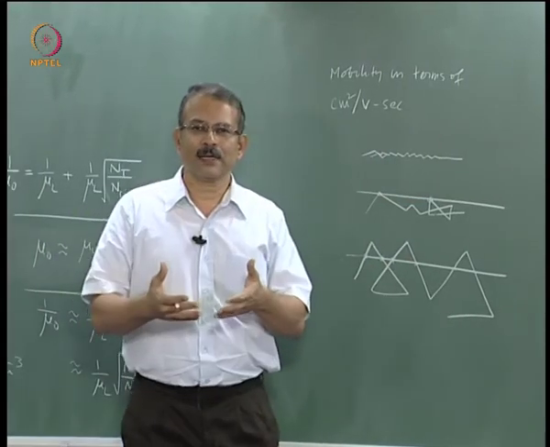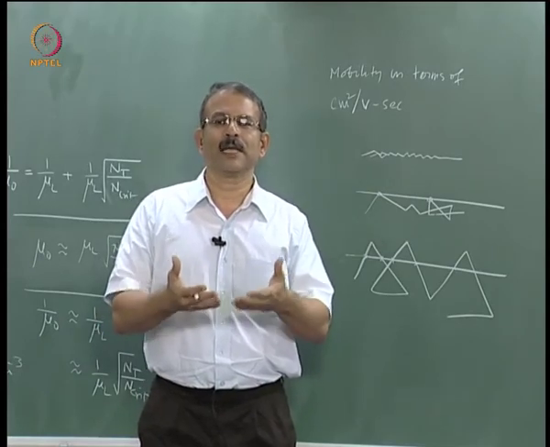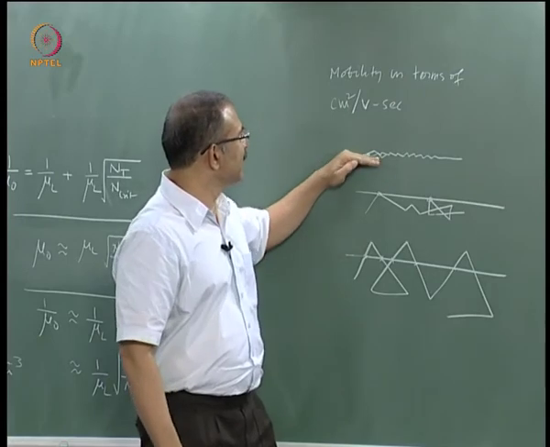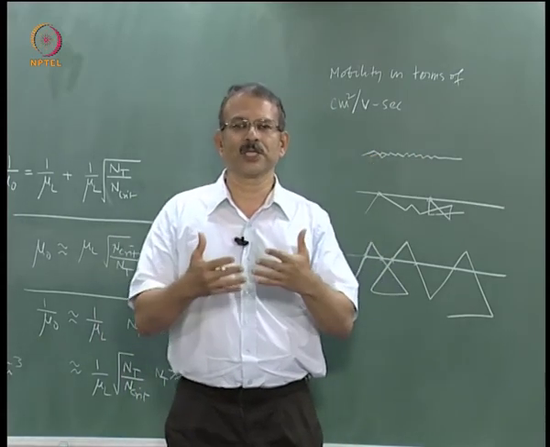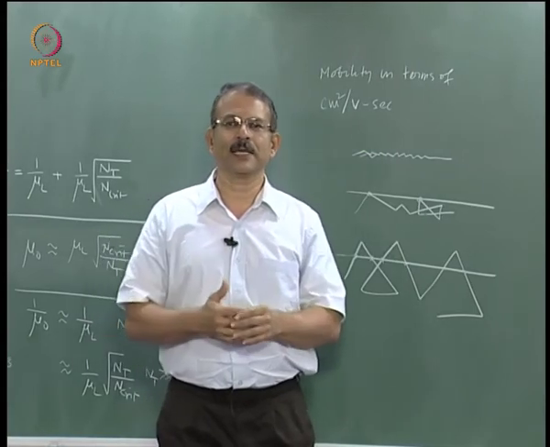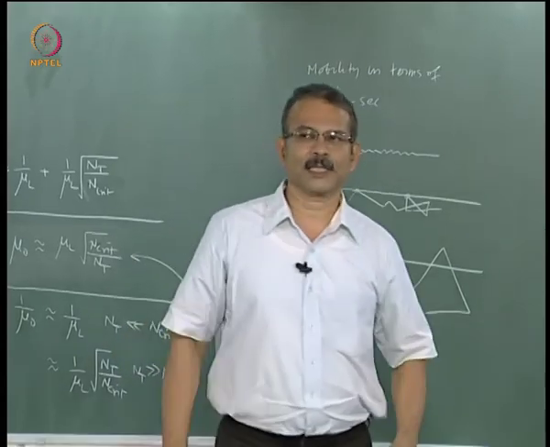Another way of looking at the scattering because of roughness is to regard it as something like a friction. If you are moving against a rough surface, you know that the resistance from the surface is more, the friction is more. So, the surface roughness scattering can also be viewed as a friction kind of effect.